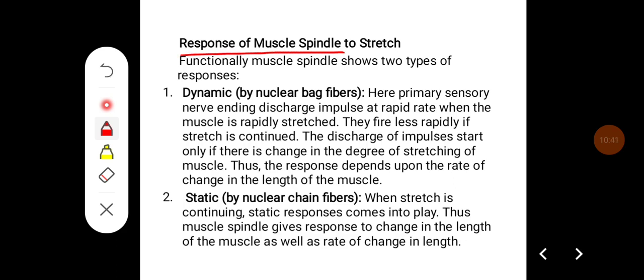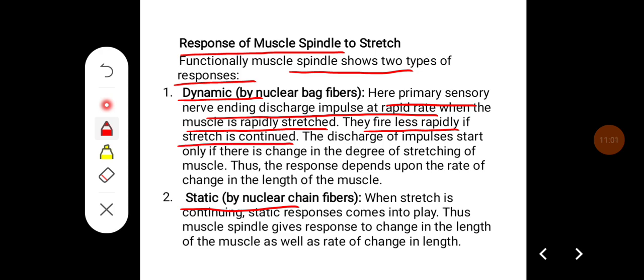Response of muscle spindle to stretch. Functionally, muscle spindle shows two types of responses, that is dynamic and static. The dynamic response is by nuclear bag fibers. Here the primary sensory nerve endings discharge impulses at a rapid rate when the muscle is rapidly stretched. They fire less rapidly if stretch is continued. The discharge of impulses starts only if there is a change in the degree of stretching of the muscle. Thus, the response depends on the rate of change in the length of the muscle.